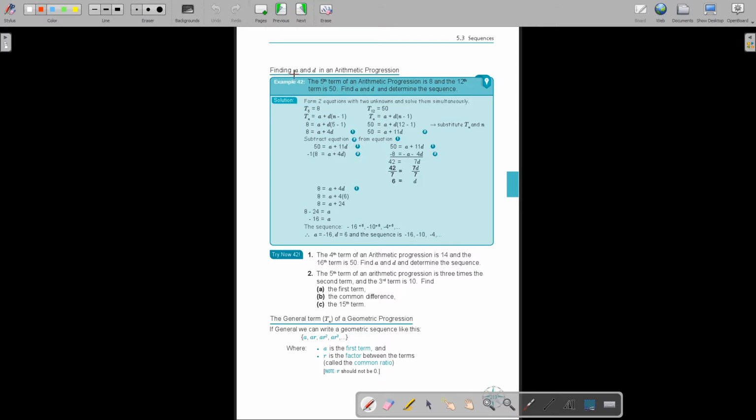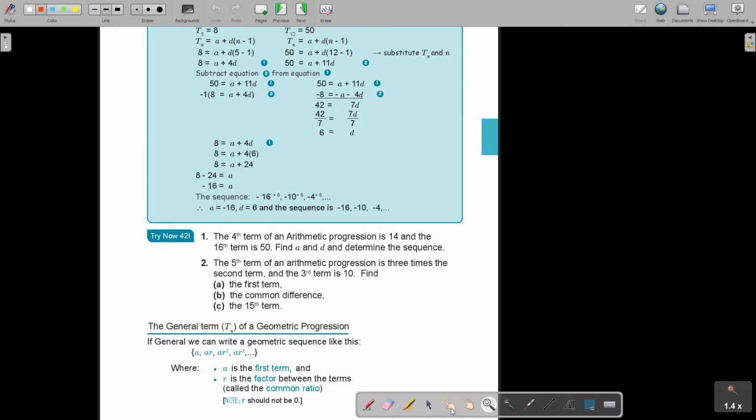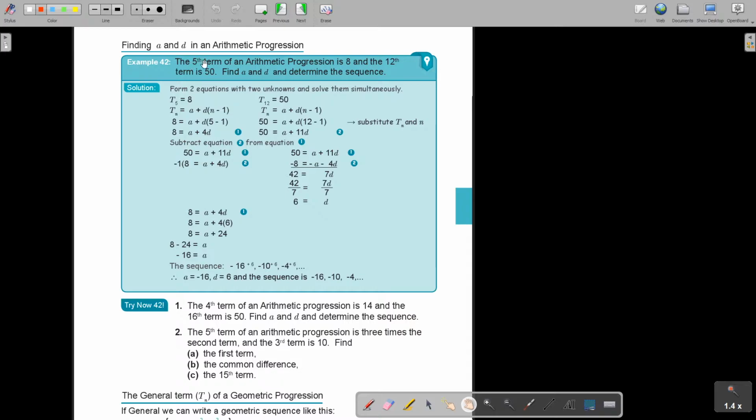Now they can ask you A and D also. Again, just do an example and you will realize it's the same. Usually they ask you two things. The question will be like this: the 5th term of an AP is 8 and the 12th term is 50. You just write the formulas and fill in. The number is 8, and it's the 5th term, so the value of n is 5. I don't know A and D. I know the 12th term is 50, and n is 12. And then I'm just getting this.